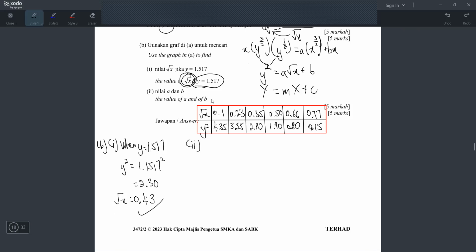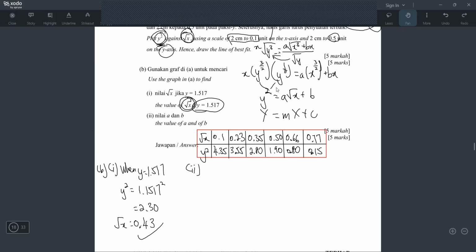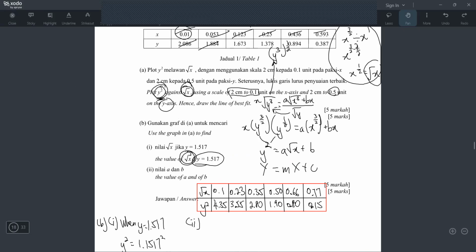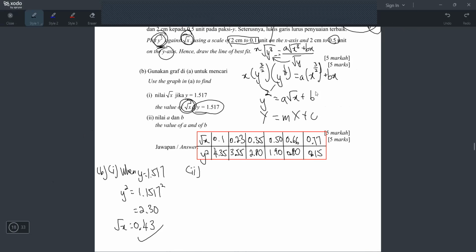Question number 2 asks you to find a and b. This is when you have to look at your equation, your linear form. That is why I said in the beginning, if you don't do this, you cannot do part B later. So how to find your a and b? Look at your linear form. You get a by using the gradient, because a is exactly the gradient. And you get b from the Y-intercept, but for the Y-intercept, the Y has to be a capital letter. So A equals gradient, B equals Y-intercept.